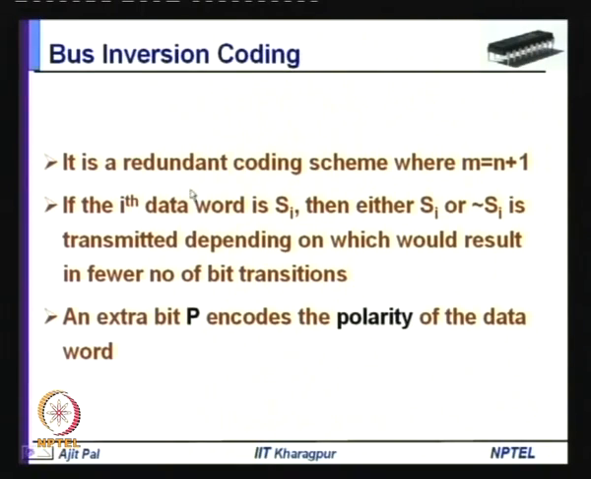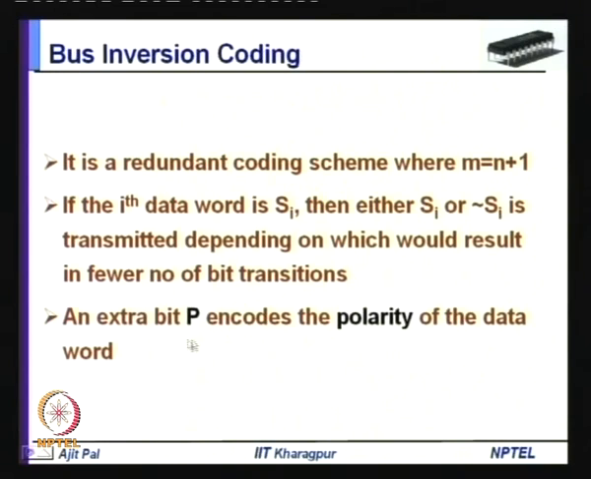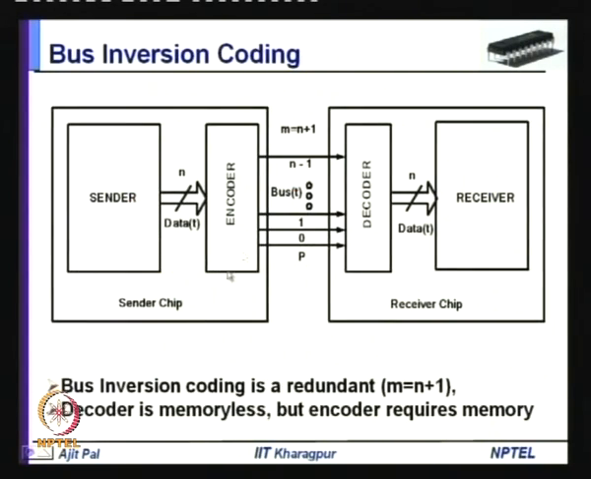So, it is a redundant scheme. Now, the question arises, how will the other side know that the inverted value of the data has been sent, not the original data? So, you have to transmit one additional line to inform the receiver that the data being sent is inverted, and that is the reason why an additional bit known as the polarity bit is added with the data. So, this is how it is implemented.